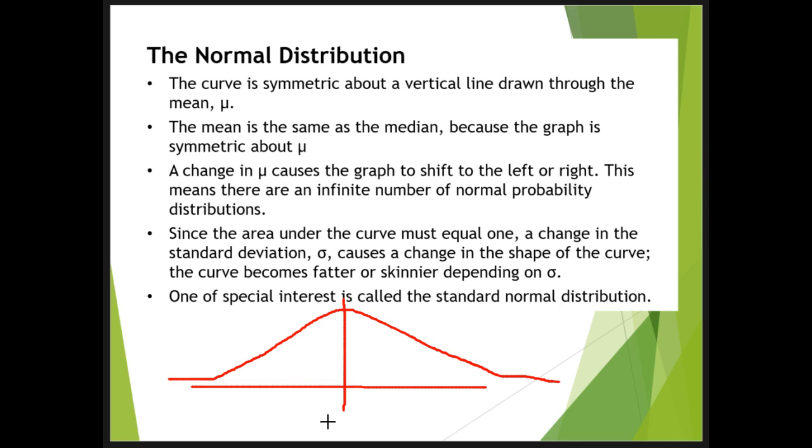A change in mu causes the graph to shift left or right. This means that there are an infinite number of normal probability distributions. Remember that the area under this curve, this whole curve, equals 1. So any change in the standard deviation causes a change in the shape of the curve, and it either becomes fatter or skinnier depending on what that standard deviation is. And then later we're going to talk about one special type of normal distribution, which is called the standard normal distribution.